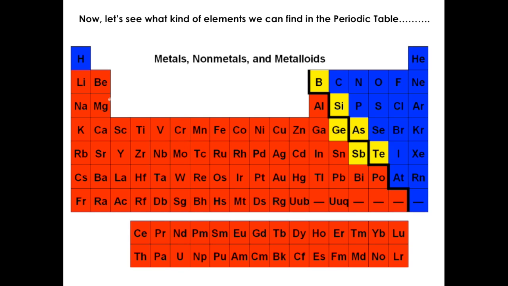Now, let's see what kind of elements we can find in the periodic table. The periodic table is roughly divided into 3 types of groups of elements, and these are metals in red, metalloids in yellow, and nonmetals in blue.